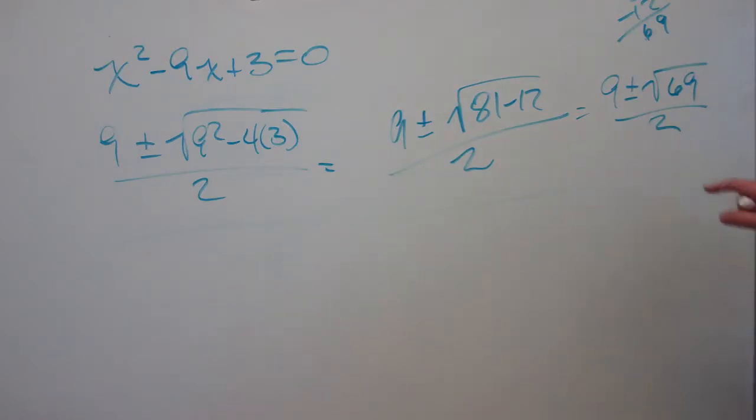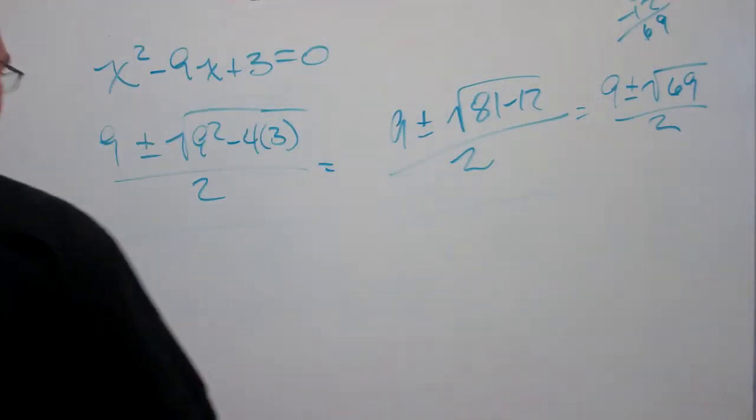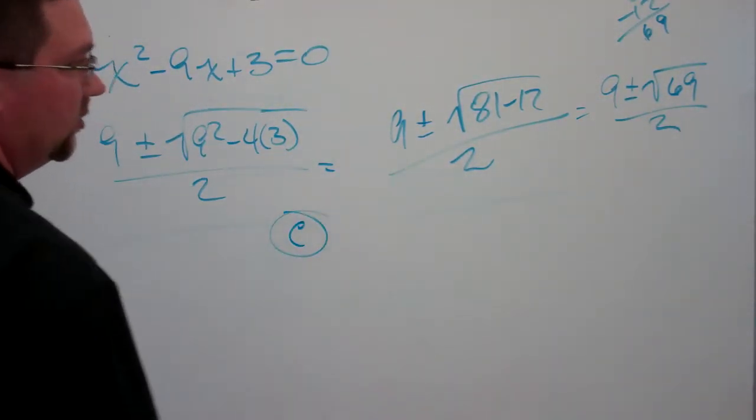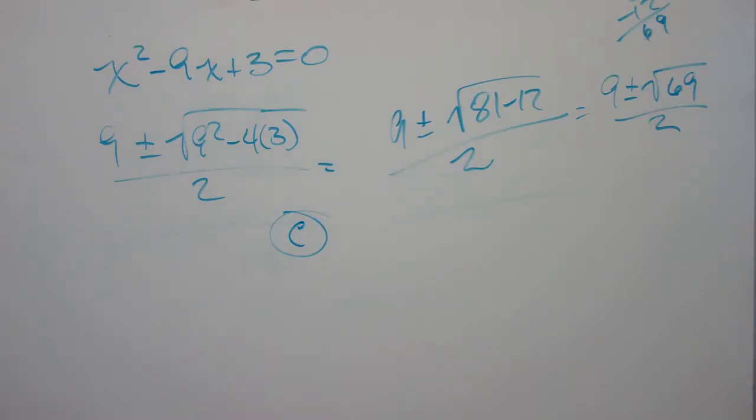Alright, so you have 9 plus or minus the square root of 69 over 2. Again, you would want to plug this into your calculator. And the answer would come out to C. Because the square root of 69, it doesn't break down, so you just have to plug that into the calculator to figure it out. Alright.